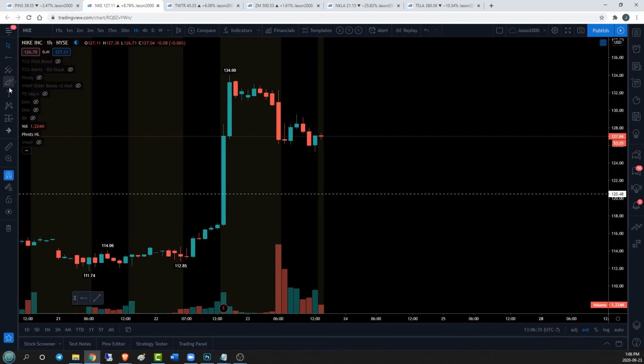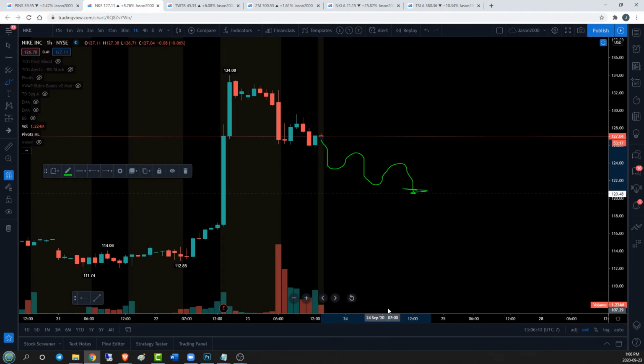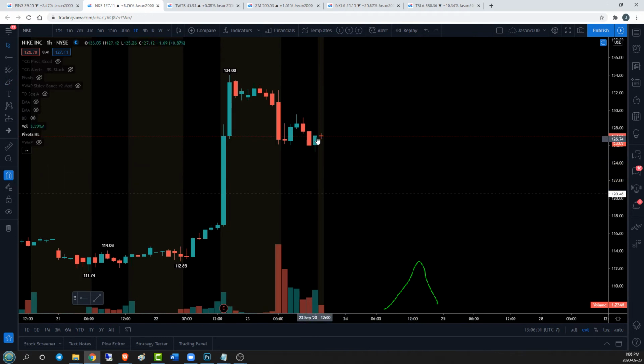So if we continue our hourly march down toward the low, we just talked about 120.48 being a possible area of support. What we could look for at that point would be an increase first of volume, and then we'd look for a trend change on the 5-minute time frame.